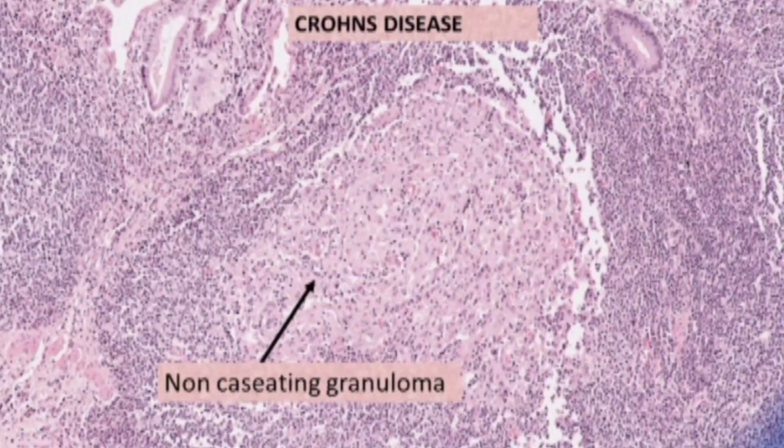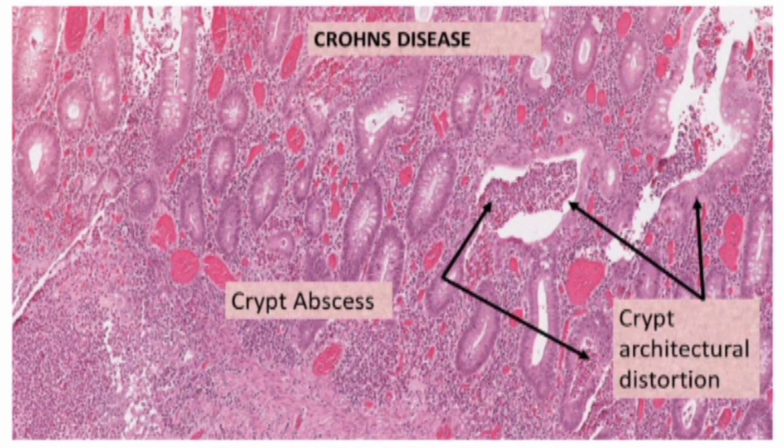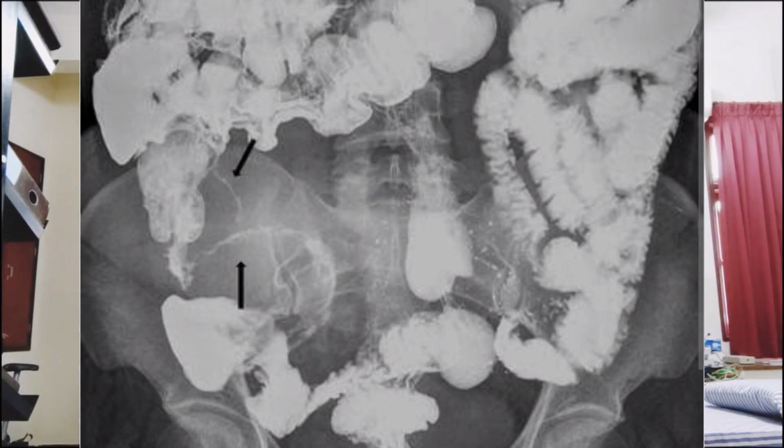What about the microscopic features? The main thing you can see is non-caseating granulomas, the classical microscopic feature. Then you can see cryptitis and crypt abscess. Another finding, when you take a barium scan, is a sign known as the string sign of Kantor, K-A-N-T-O-R. The string sign of Kantor is one of the findings on the barium scan.